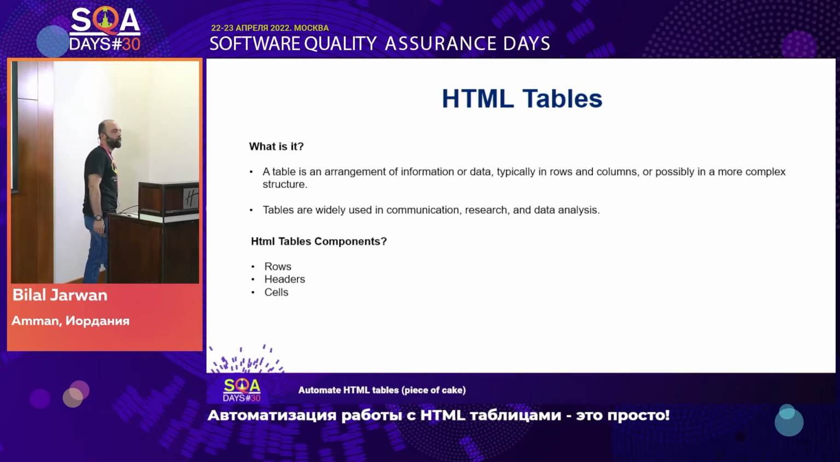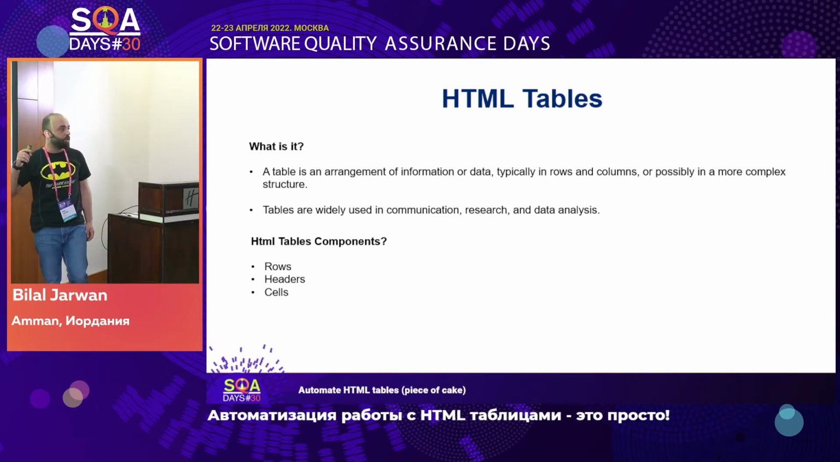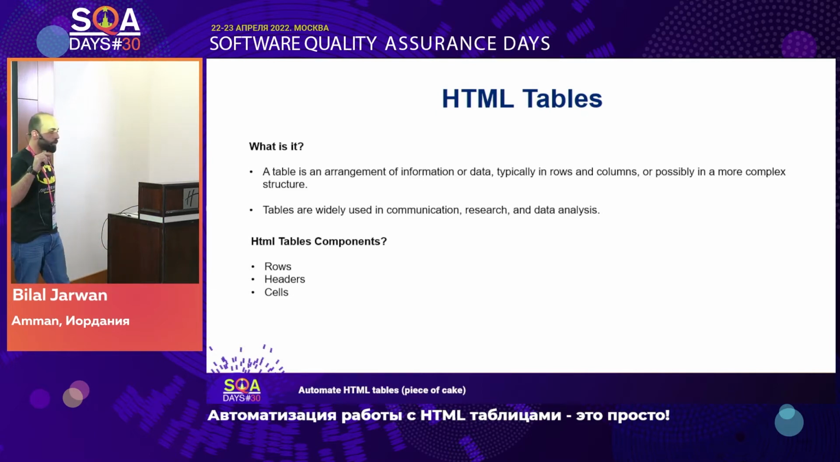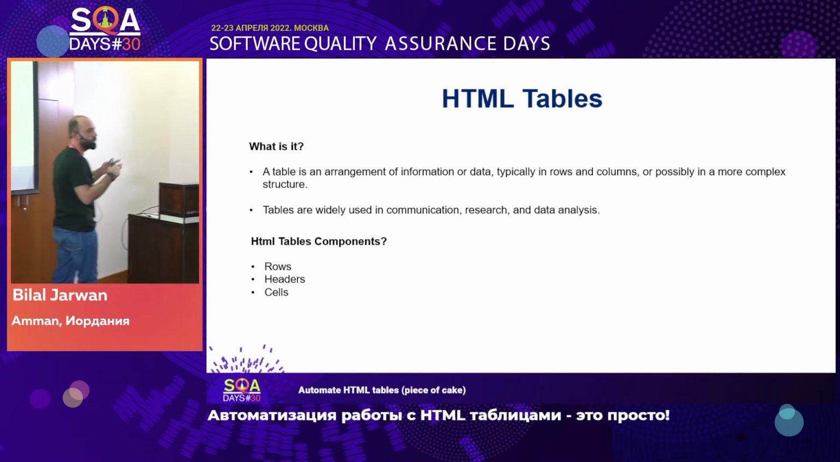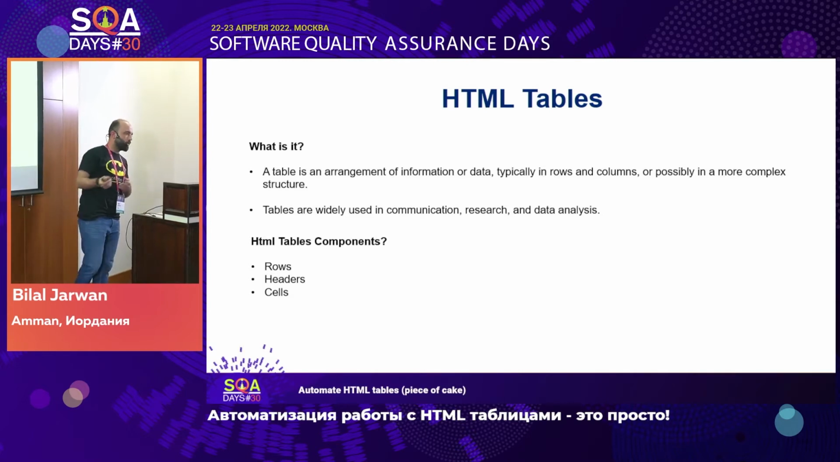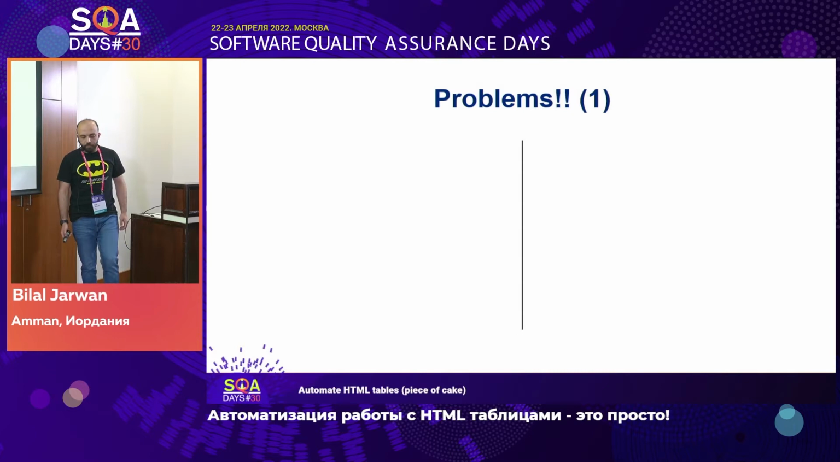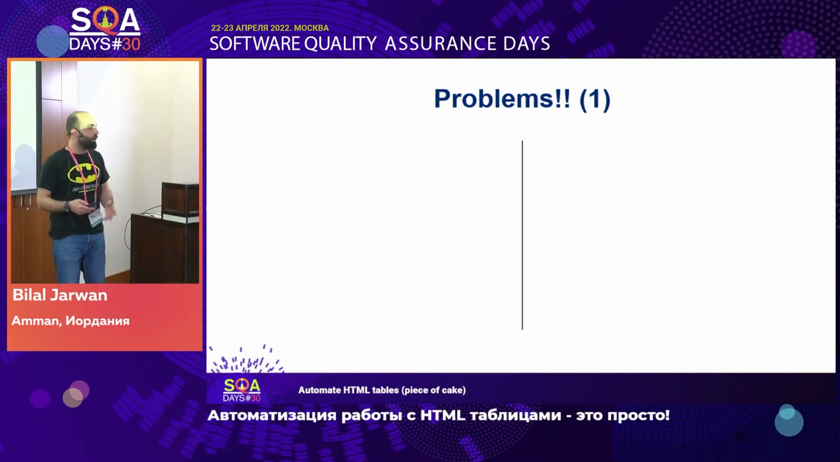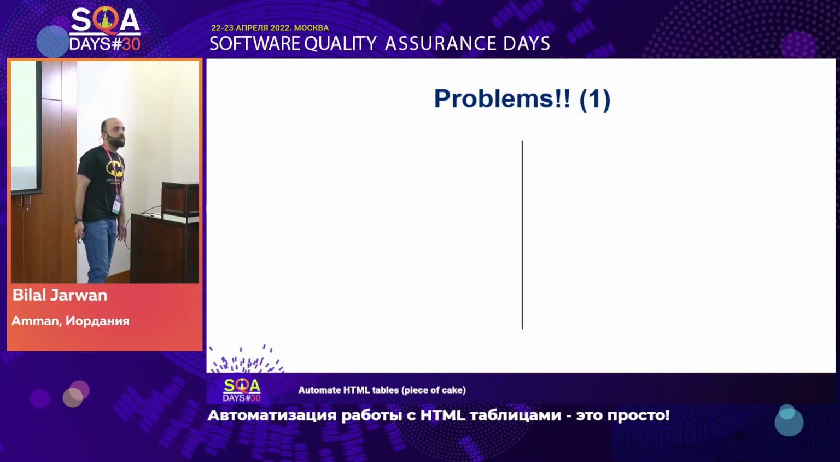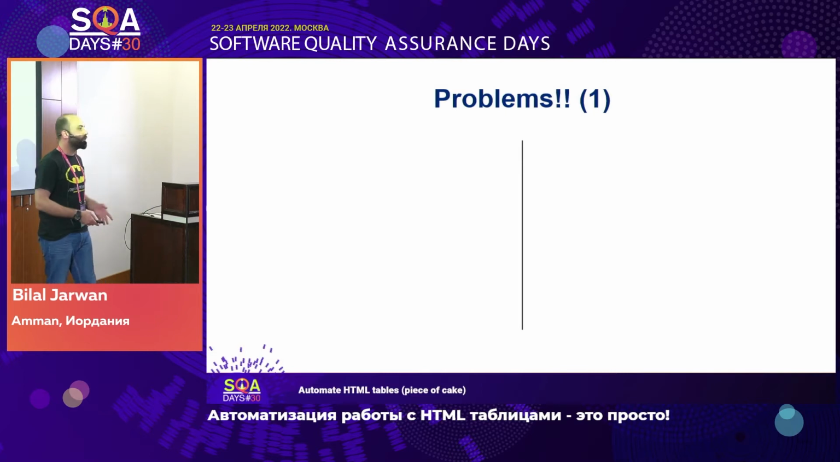If we are talking about the rows, it's the main component in the HTML tables because the headers and the cells will be inside the rows. So in every single row, you will see either a header or a cell. When you start automating the HTML tables, maybe you will face a lot of issues, and this is coming because you are not following the correct way or best practice to automate.